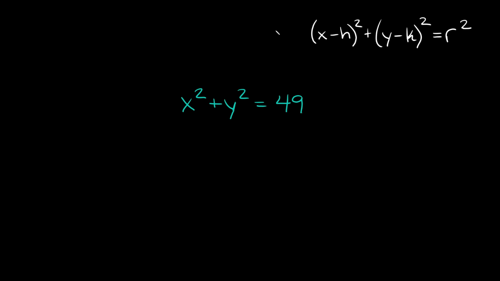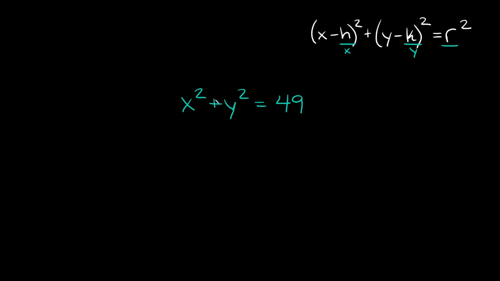Now, first, I just wanted to point out that I've already written the standard equation of a circle up here. It's (x - h)² + (y - k)² = r², where h and k represent the x and y coordinates of the center of the circle, and r represents the radius of the circle. So with that in mind, let's jump into this first example.